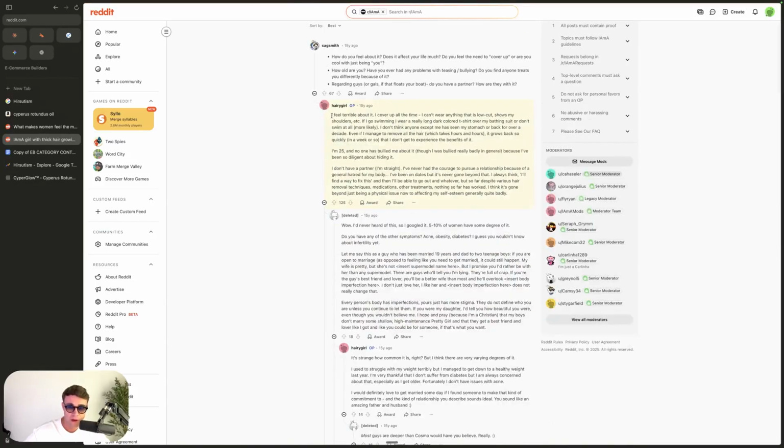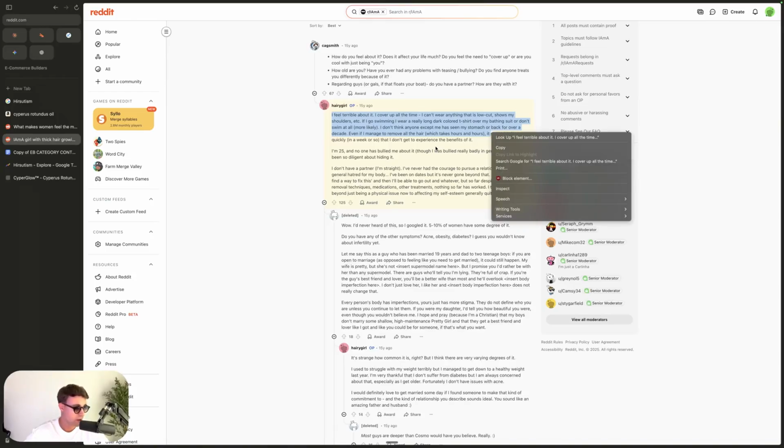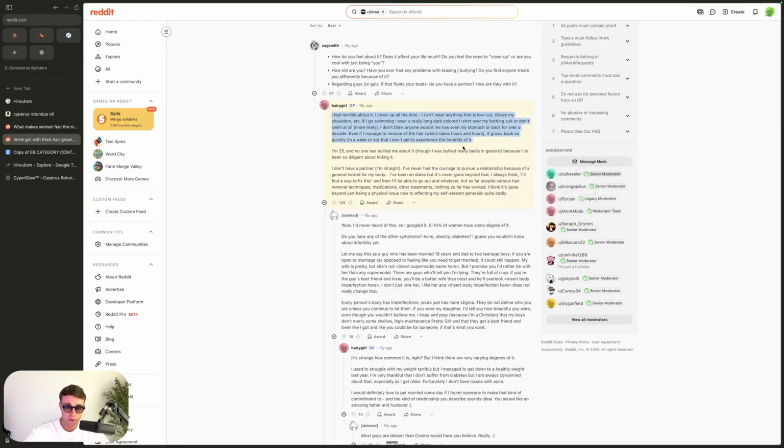Let's see. I feel terrible about it. I cover up all the time. I can't wear anything that is low cut. That's the second time that we've seen this comment about wearing something that is low cut. Shows my shoulders, etc. If I go swimming, I wear a really long, dark colored t-shirt, even if I manage to remove all the hair, which takes hours and hours. So again, that's another really important thing: our product is convenient. It's going to save them time.